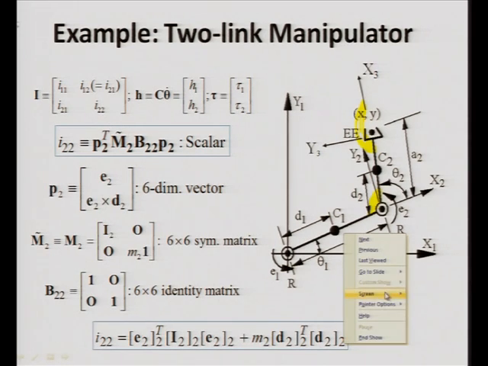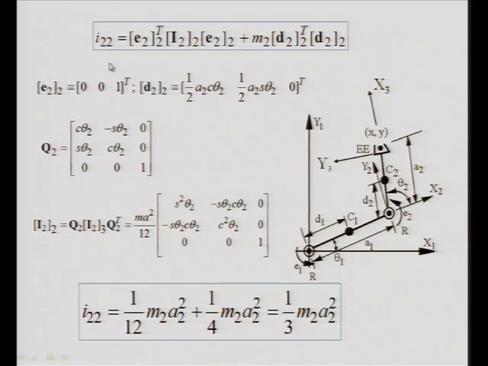So, having said that, now I calculate I22. E2 I set up in frame 2, so E2 is nothing but the unit vector parallel to the z axis: 0, 0, 1. D2 in frame 2, that means this vector represented in frame 2, will be ½ a2 cos θ2, ½ a2 sin θ2, 0, very similar to the single axis case. Q2 is the rotation, in this case about the z axis: cos θ2, sin θ2; −sin θ2, cos θ2.